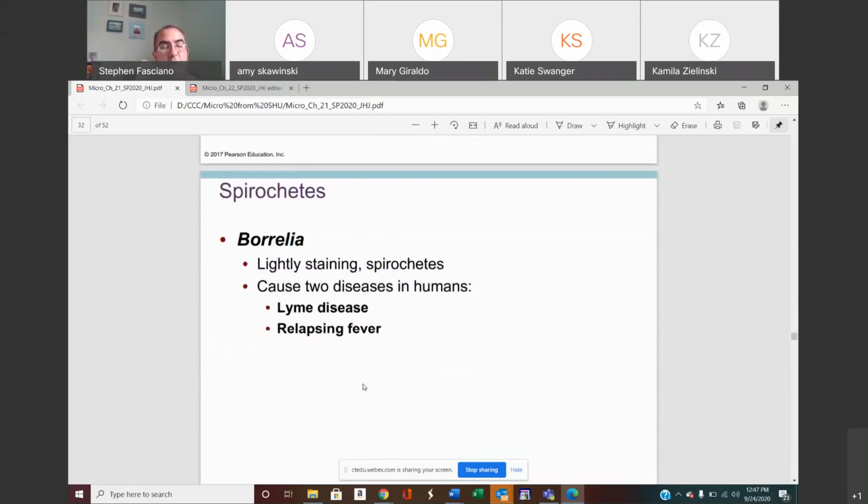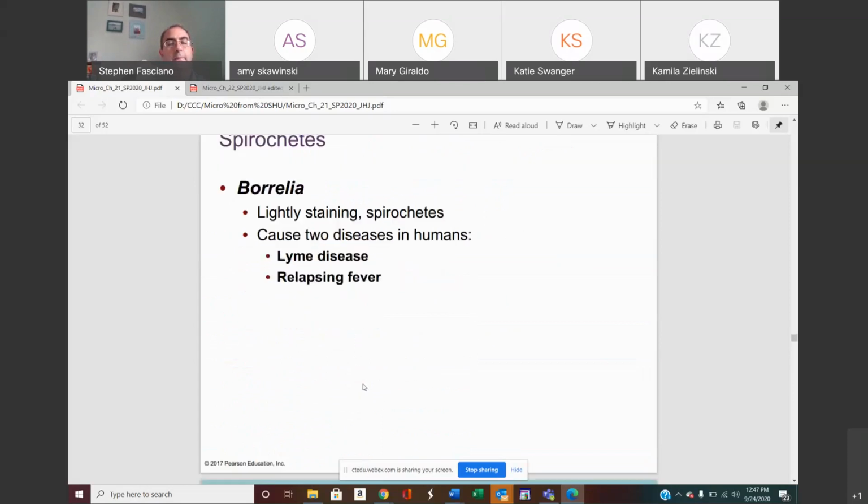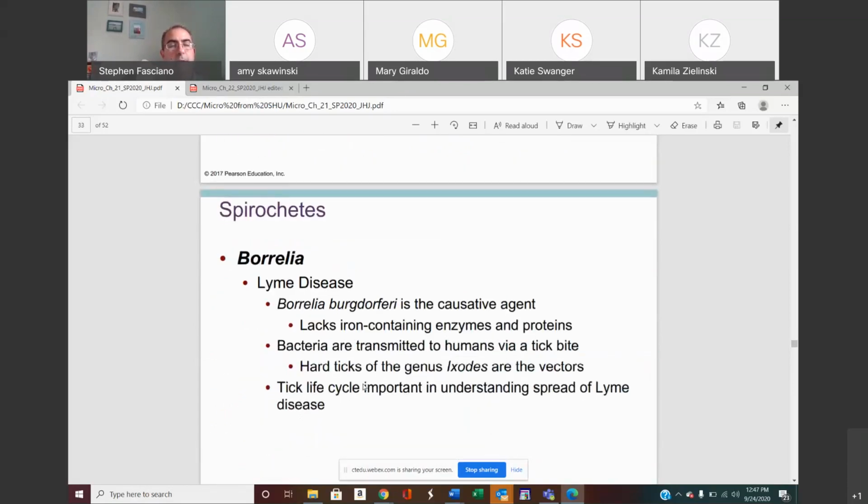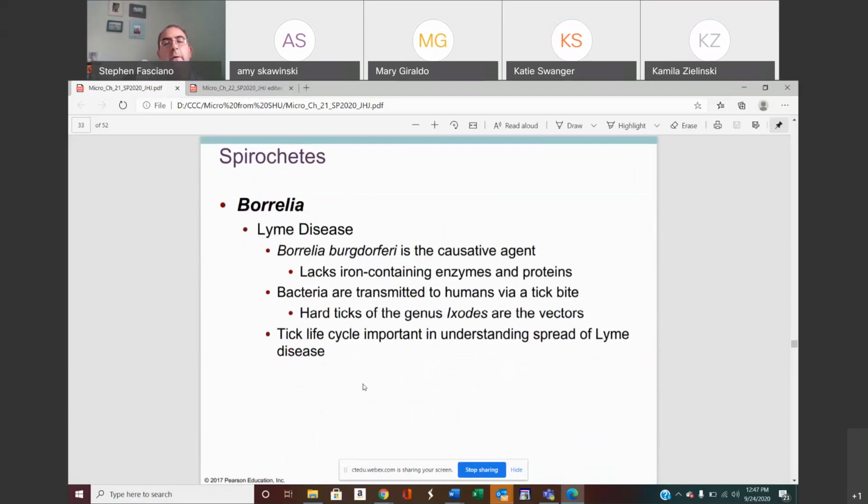Another spirochete that's really common is Borrelia. Borrelia causes Lyme disease, which is big in this part of the country. It's named because the first cases were found in Old Lyme, Connecticut. Lyme disease, which most of you know, is caused by a tick. I should say that the bacteria lives part of its life in a tick, and it can be transmitted to humans through a tick bite.